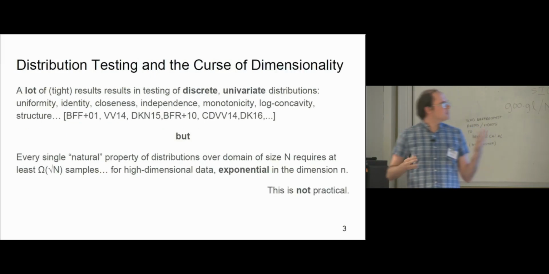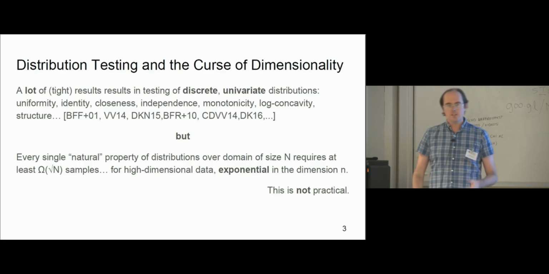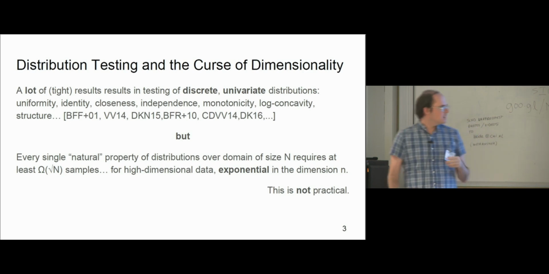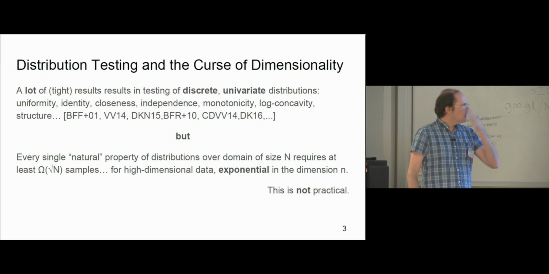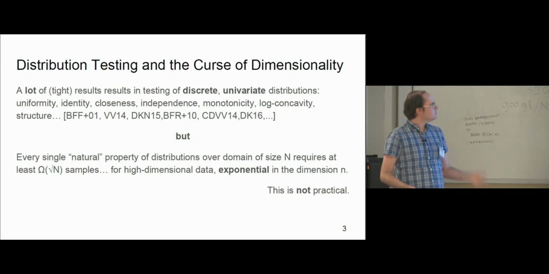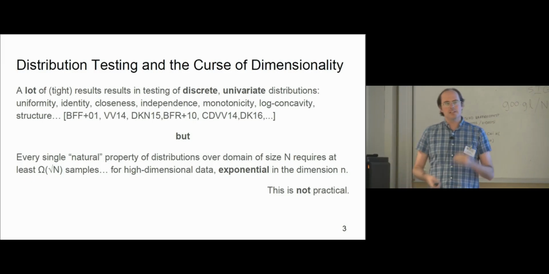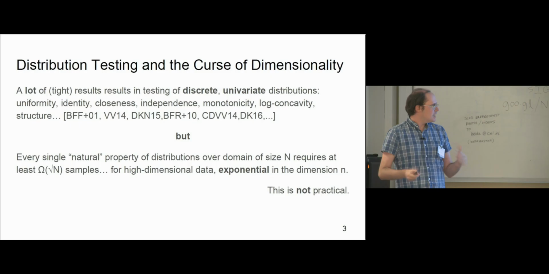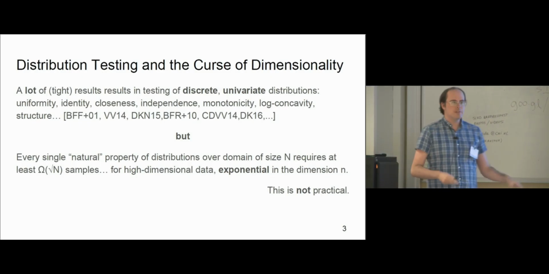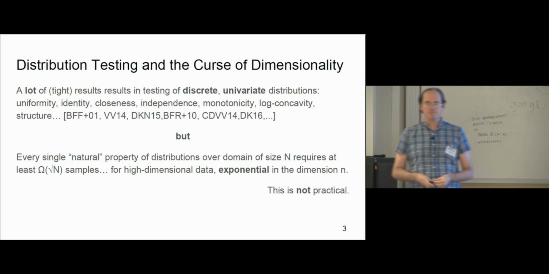Now, in one dimension, for discrete distributions, there are a lot of results that give tight bounds on the number of samples needed to test many properties. But most of these tests for arbitrary distributions require about square root the domain size number of samples.